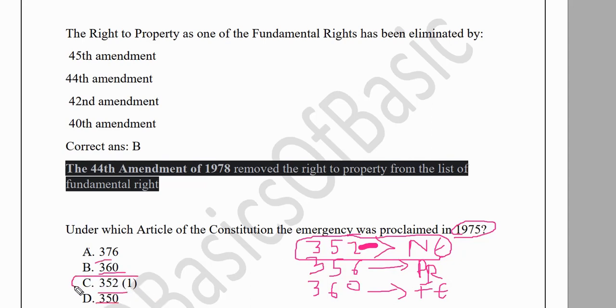So here the answer would be C. Till now, financial emergency has not been imposed in India. Remember this point also: Article 360 has been invoked zero times. Even during 1991, when India was in serious financial crunch, financial emergency was not invoked in India. So that is one great thing.